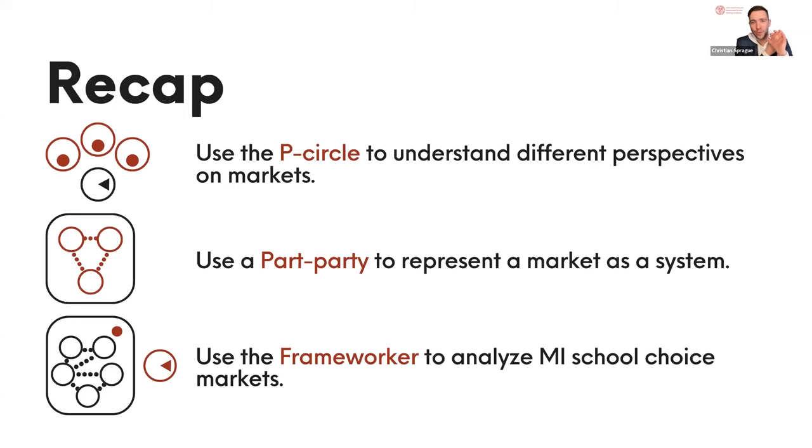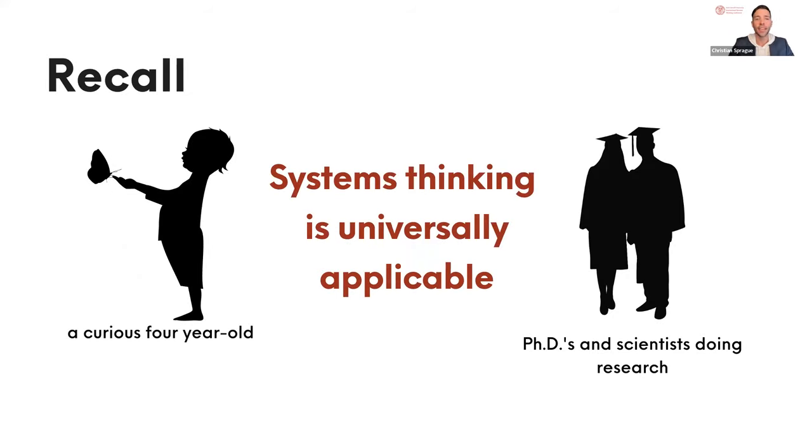Okay, so I'm going to recap now. I used three cognitive moves to flesh out my dissertation and study of markets, and was ultimately able to use all of that conceptual building and mental modeling to empirically analyze real world markets. The whole idea was to showcase to you how systems thinking is universally applicable, whether that's a curious four-year-old, a PhD, or a scientist doing research. I think we all can use systems thinking. So thanks.